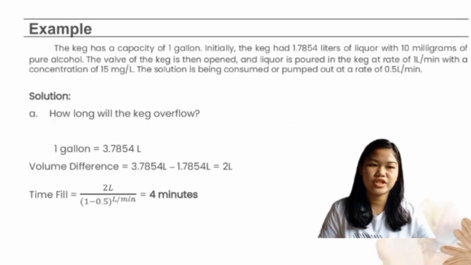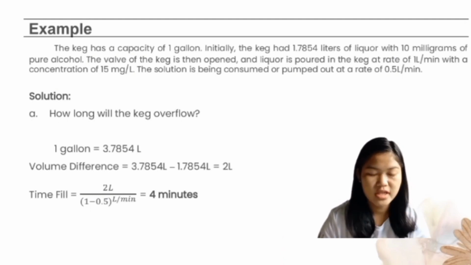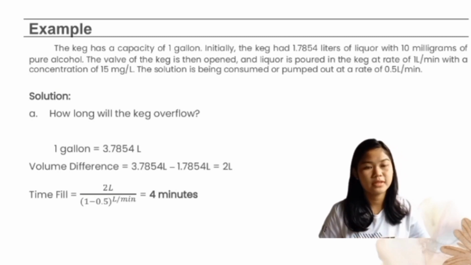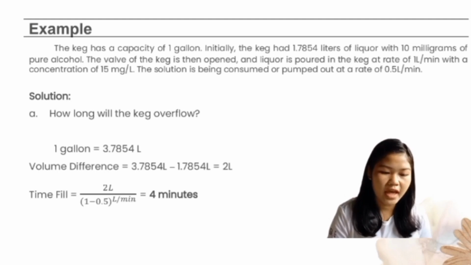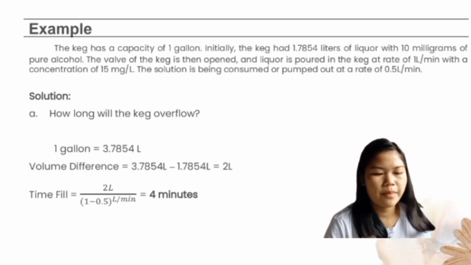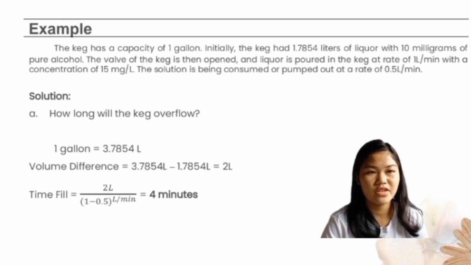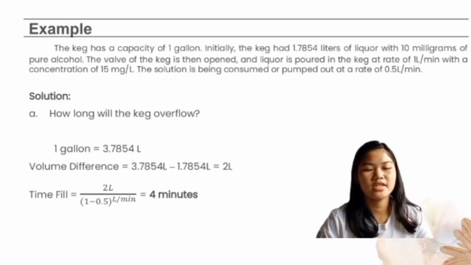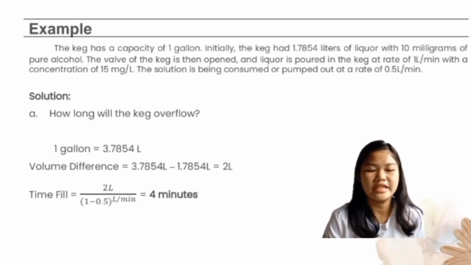So let's answer first letter A. How long will the keg overflow? First, let's find the volume difference. The volume difference will be obtained by subtracting the initial volume of the solution from the capacity of the keg. The capacity of the keg is 1 gallon, which is 3.7854 liters, minus the initial volume, which is 1.7854 liters. So the answer is 2 liters.